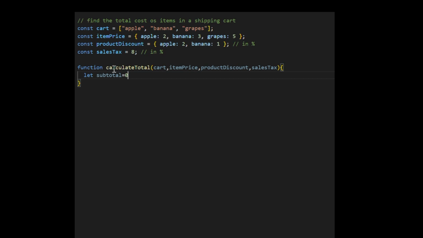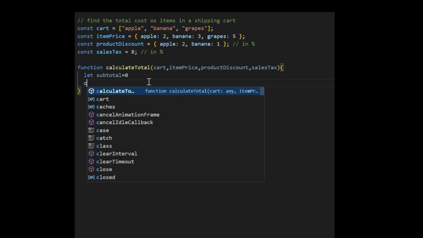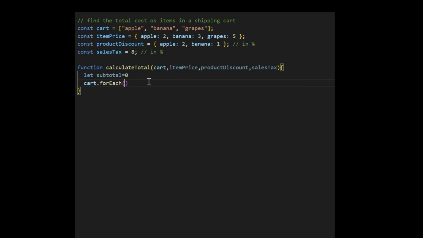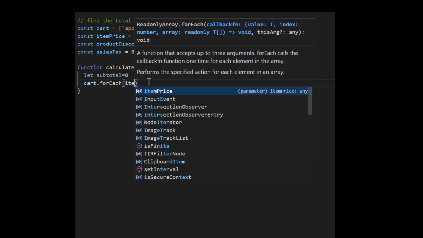So for now we have already seen the cart is an array. So we have to iterate over all three items because we have to deduct the discount from the initial price. So I'm taking the forEach method. forEach is an array method in JavaScript, maybe you all know. So cart.forEach, item.